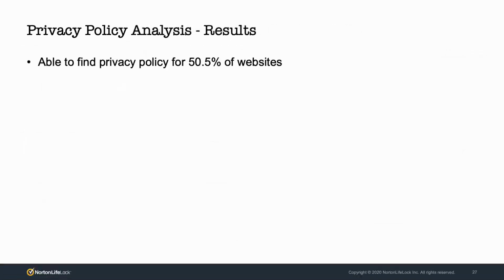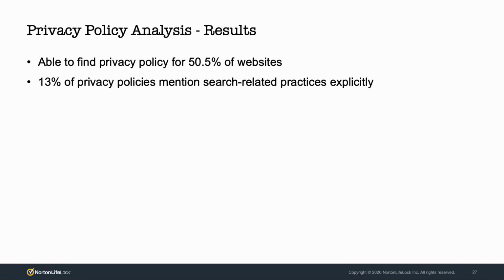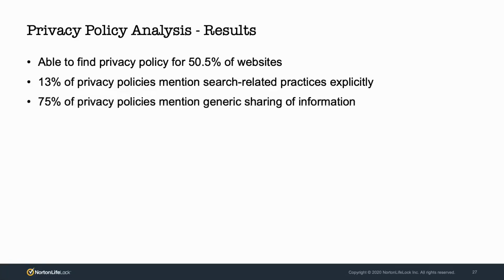Our results show that we were able to find privacy policies for 50.5% of websites in our dataset. 13% of those privacy policies mention search-related practices explicitly. However, a number of the privacy policies contain vague statements related to user interaction. From this, we can conclude that not many users would be informed of the potential for their search terms to be shared with third parties, even in the case where they actually read the privacy policy.